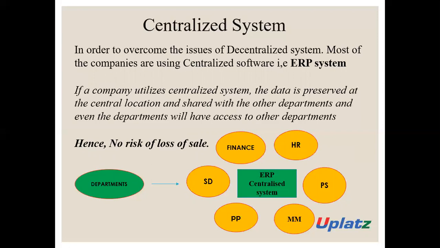If a company utilizes a centralized system, the data is preserved at the central location and shared with the other departments, and even the departments will have access to other departments. So obviously there will be no risk of loss of sale. So you can see, if it is in the ERP system, all the departments will be under one roof, and they can have seamless access even to the other departments, and hence they can enhance the productivity and profitability of an organization.